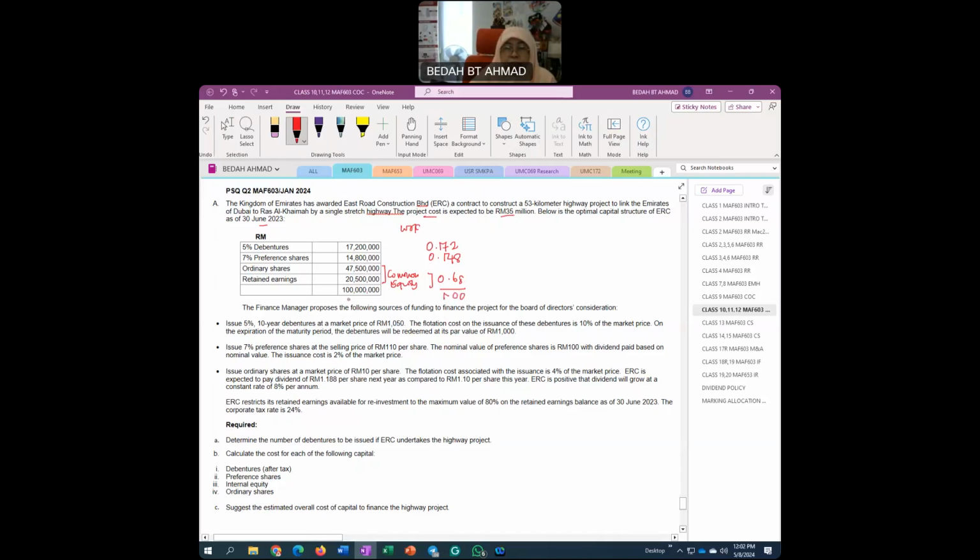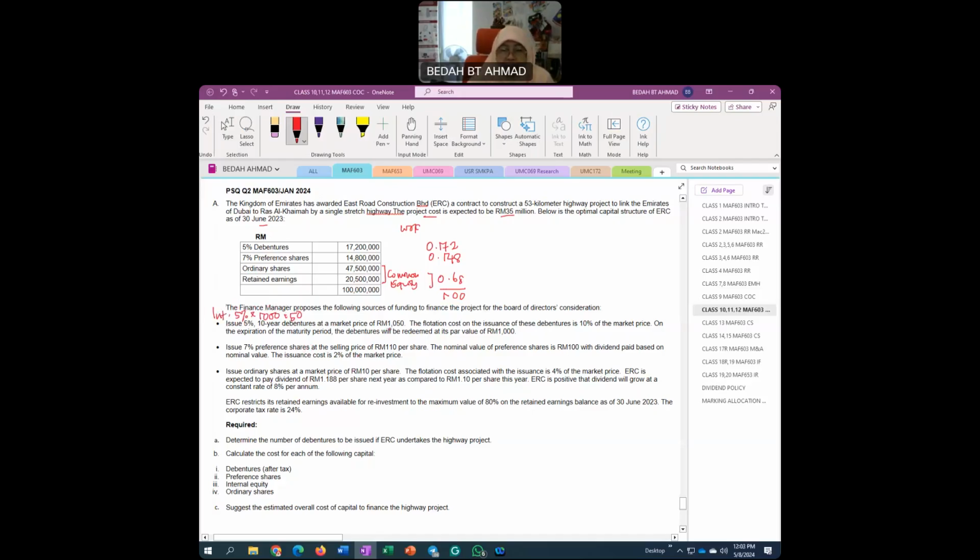So the finance manager proposed the following sources of financing to fund the project. The first one is to issue 5% 10-year debentures at a market price of 1,050. Okay, 5% debentures, that is 5% interest. So this is interest multiplied by the par value. Remember, interest is always calculated at the par value of 1,000. So this is 50, the interest.